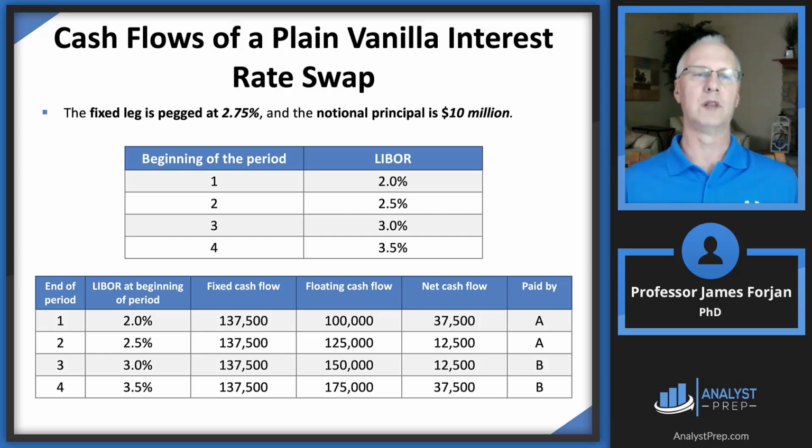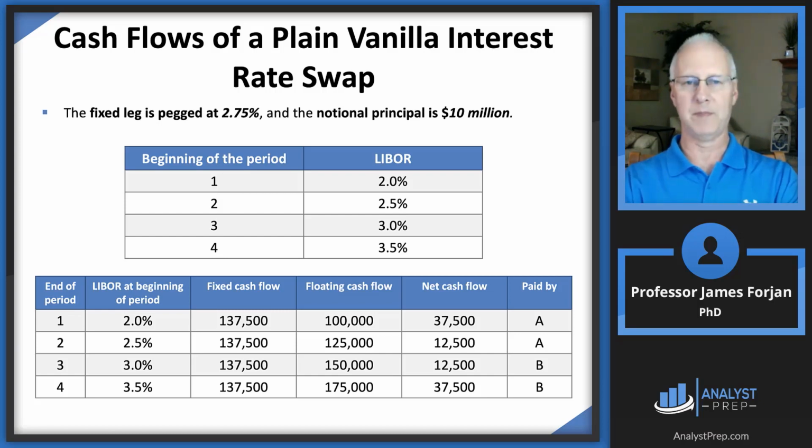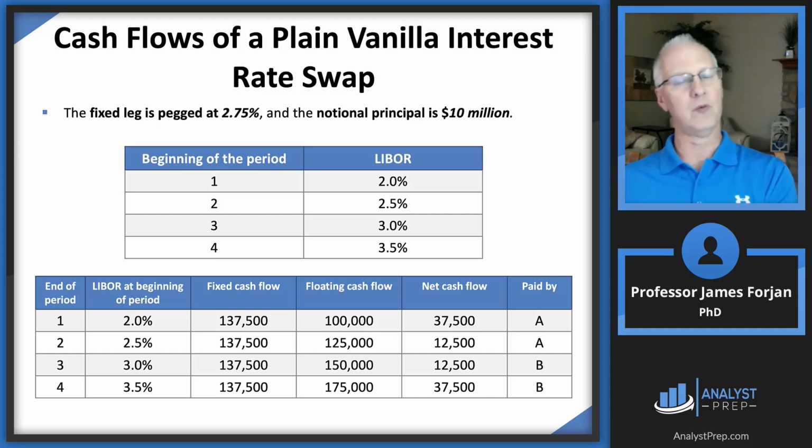Now, one of the interesting parts about swap contracts is that the rate at the beginning of the period will determine the payment at the end of the period. So that's why in that first table, I have the beginning of the period 1, 2, 3, 4. So that's time period 0, 1, 2, 3, right? And then there's LIBOR. Today we know that LIBOR is 2%. Now, we don't know what those other rates are, but let's just suppose that LIBOR increases over the next 2 years from 2 to 2.5 to 3 to 3.5.